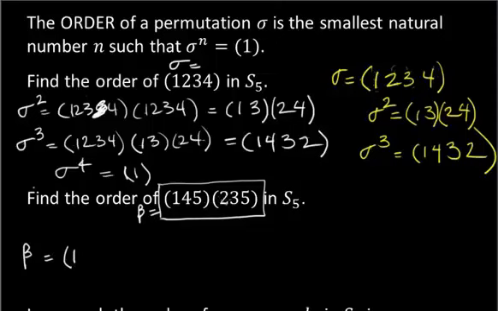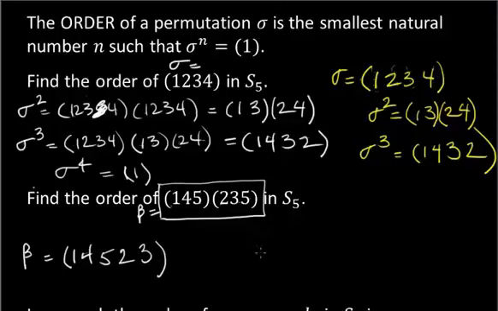So I put 1. 1 goes to 4. 4 is fixed, 4 goes to 5. 5 goes to 2, and 2 is fixed. 2 goes to 3, 3 is fixed. 3 goes to 5, and 5 back to 1. I close. So beta is really just a 5 cycle.